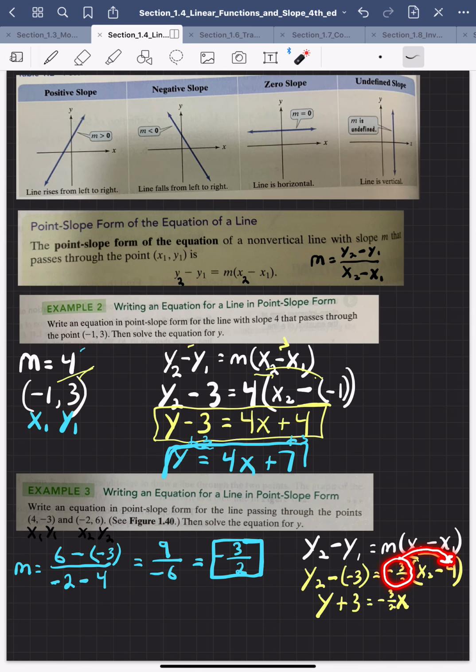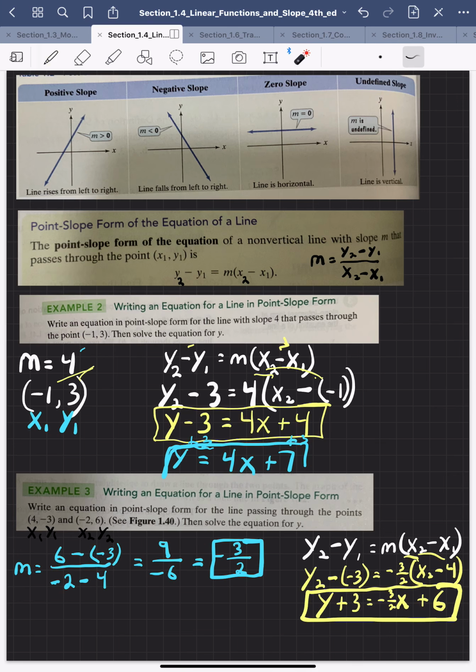And then if you take negative 3/2 times negative 4, what do you end up with? Well, negative times a negative, so you know it's going to be a positive. And then that's just 3 times 4 divided by 2. So 3 times 4 is 12, and 12 divided by 2 is 6. So there you go. So that's the point slope form.